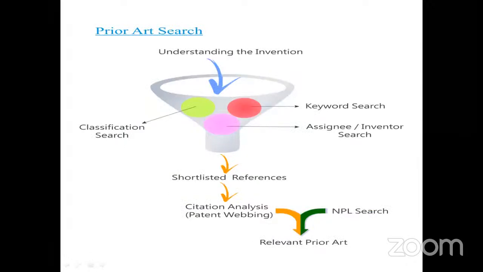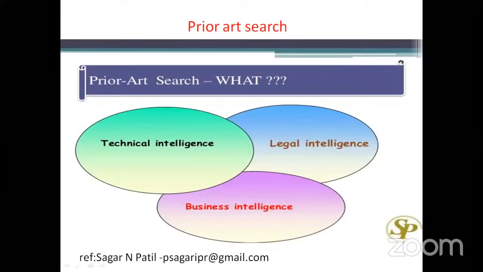Prior searching is like a filtering. For example, understanding the invention, and you do a classification search, keyword search, assignee search, and finally check the references, and then find out whether the invention is a new one or not. Prior search is a combination of technical intelligence, legal intelligence, and business intelligence. So if you do prior search, it will help three types of people: technical people, legal people, and business people.